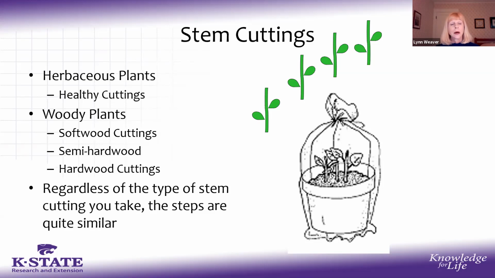Softwood cuttings you take starting in the spring through about the end of July. This works well on lilacs, forsythia, or weigela. Semi-hardwood cuttings you take after new growth has slowed in the spring, so you're talking about late summer. The stems are firmer, and this works well on butterfly bush, hollies, and yews. Hardwood cuttings you take on dormant wood after leaf drop, and forsythia and crepe myrtles do well with hardwood cuttings. Regardless of what kind of cutting you take, the steps are pretty much the same.